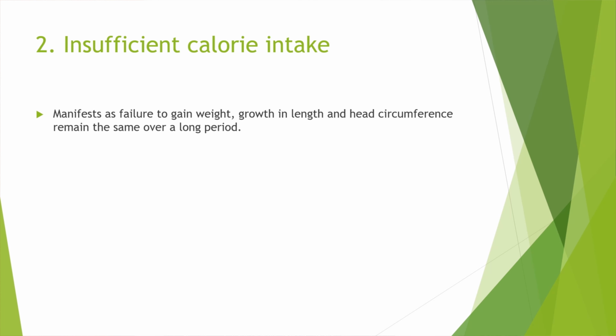Point number 2 is insufficient calorie intake. Insufficient calorie intake leads to failure to thrive because the child is not getting enough nutrients as required in the body, and this manifests itself by failure to gain weight, with growth in length and head circumference remaining normal for over a period of time.